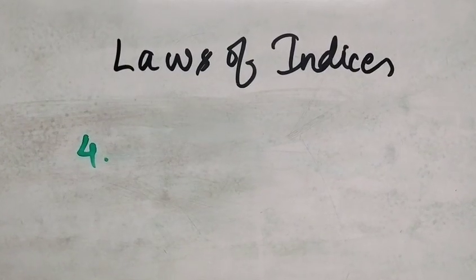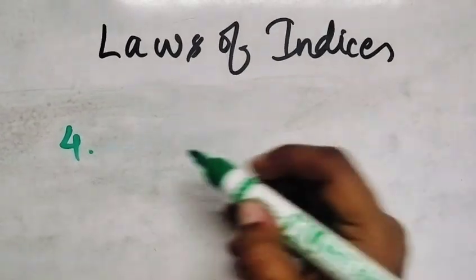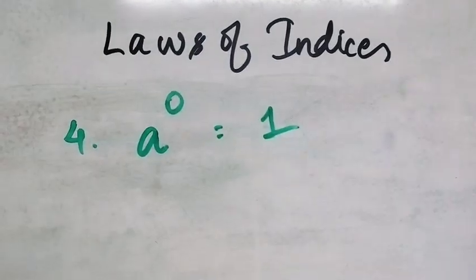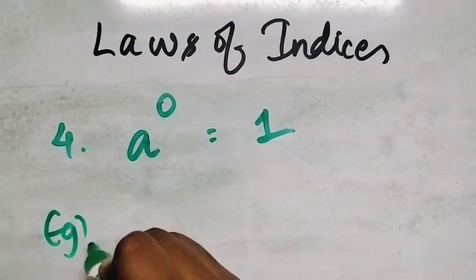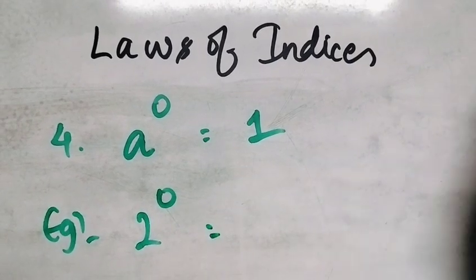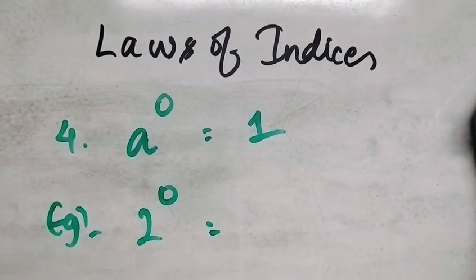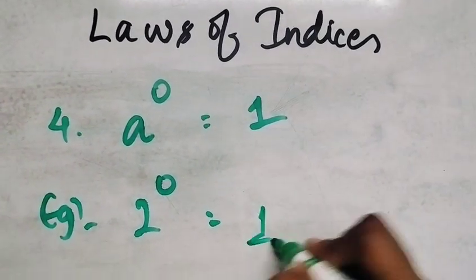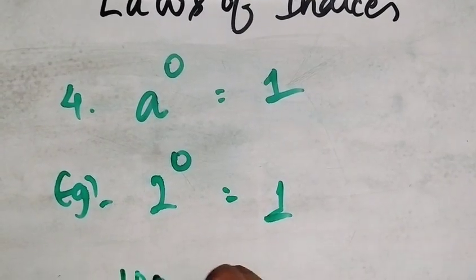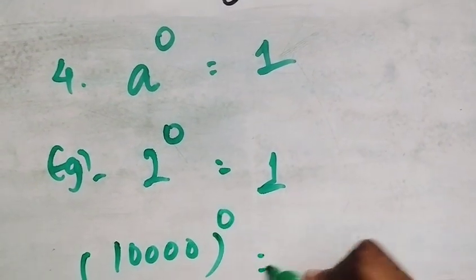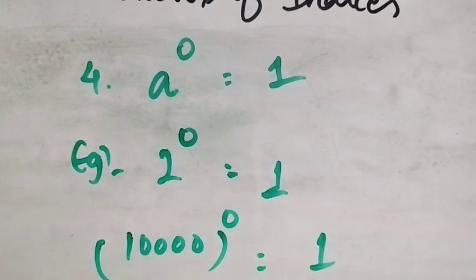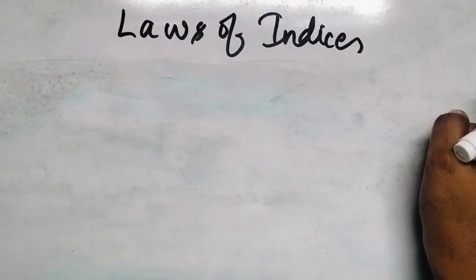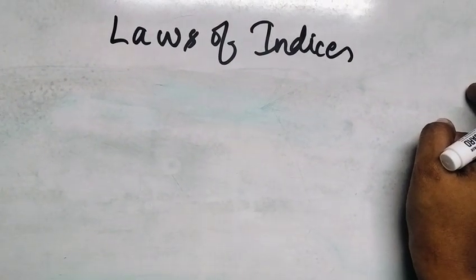The fourth law is the zero index law. If you have any real number, let's consider it a, raised to the power 0, the value would become 1. For example, 2 to the power 0 means you're multiplying 2 zero times. So if you're multiplying 2 zero times, it's simply going to be equal to 1. If you even write down 10,000 raised to the power of 0, it is going to be equal to 1.